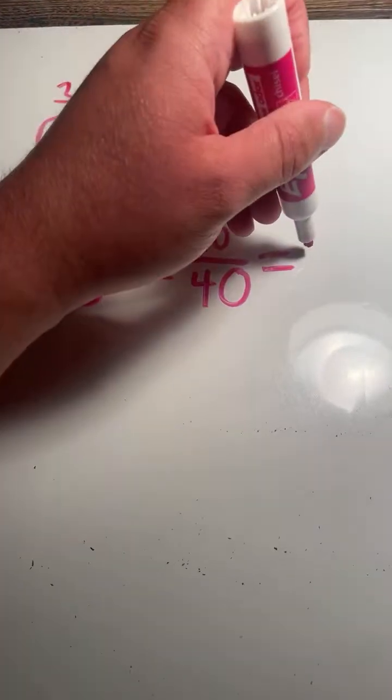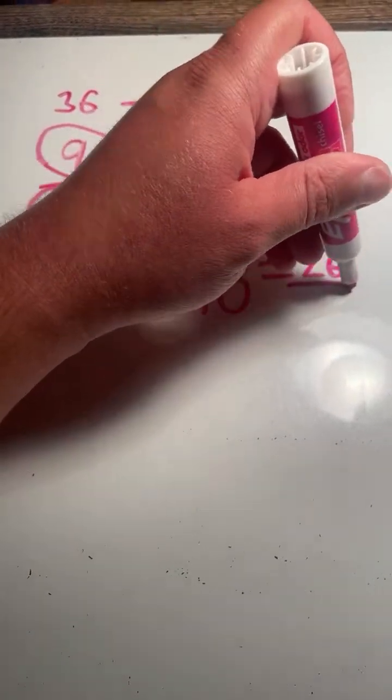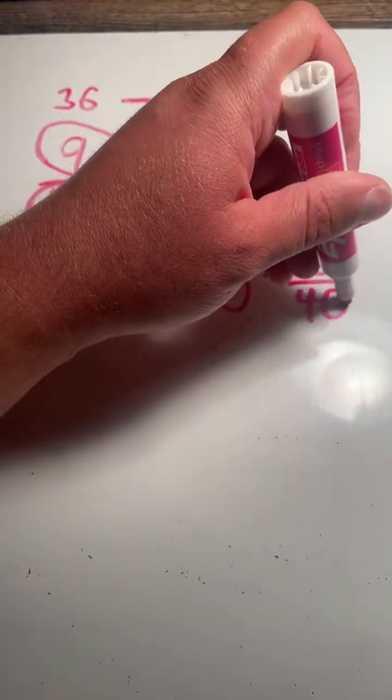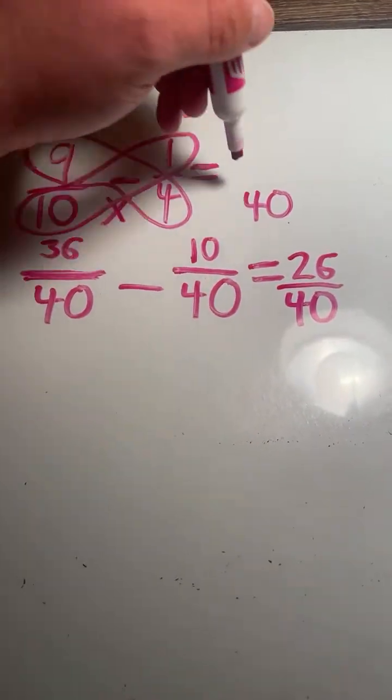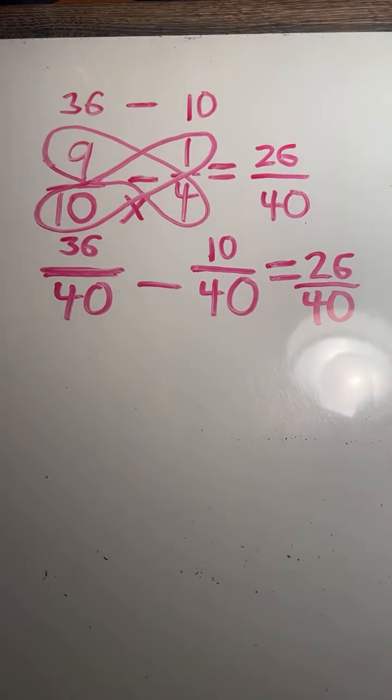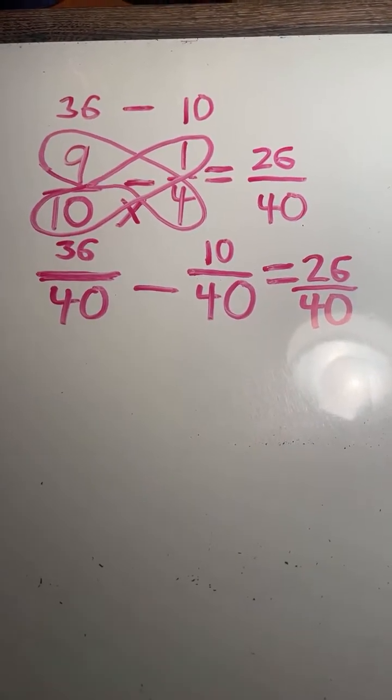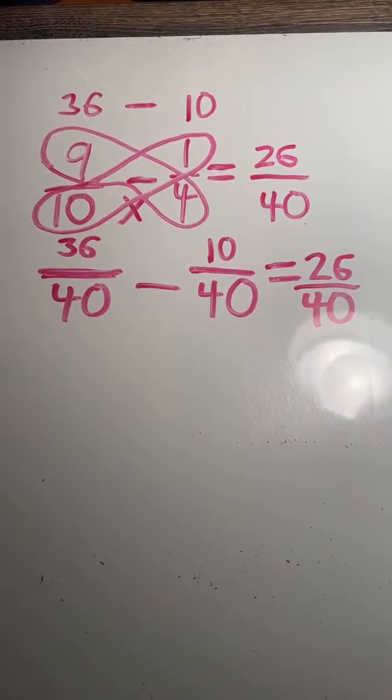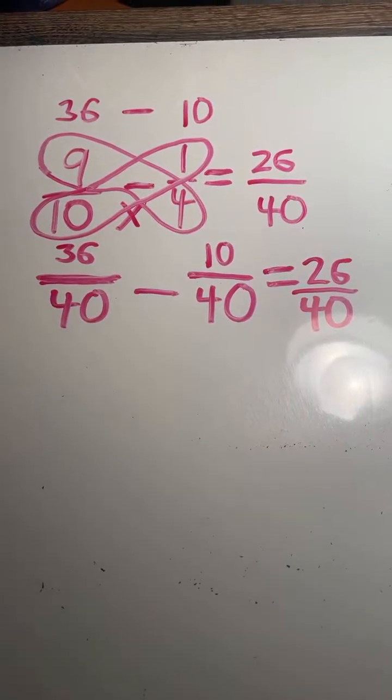So 36 minus 10 equals 26. Now that we have a common denominator, it will stay the same when we subtract the fractions. And we have our answer. 9/10 minus 1/4 equals 26/40.